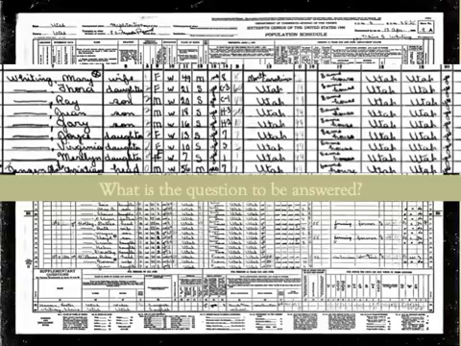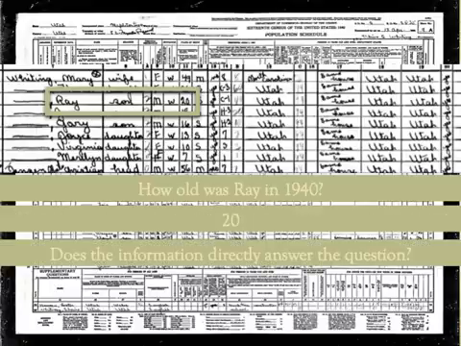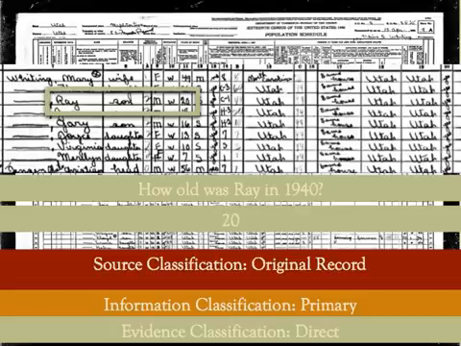Back to the census. Remember, always start with the question. We will ask, how old was Ray in 1940? Does the source answer this question? Yes, it says he was 20, and I can point to it directly with one finger. So for this question, we will classify this as direct evidence, remembering our other two classifications, that this is still an original record and his mother is providing primary information about his age.